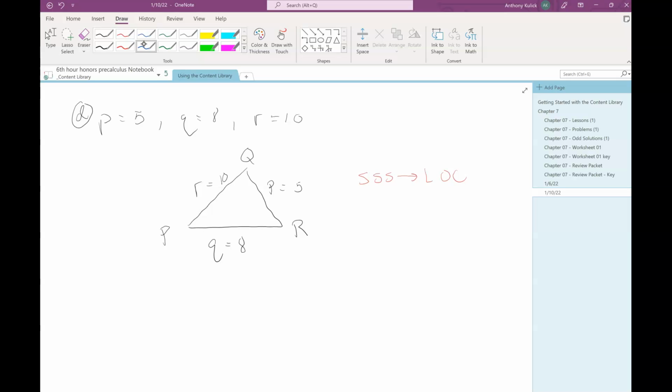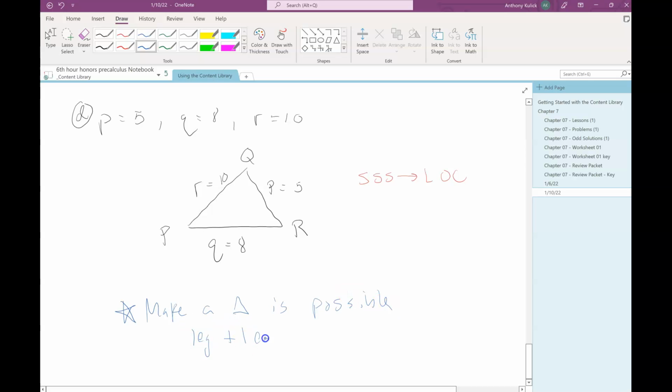Because if I just give you three numbers, it doesn't mean you can make a triangle out of those three side lengths, right? If I said 1, 1, and 100, you think about that in your head, you're like, ain't no way I can connect those three sides to make a triangle. You know what I mean? Does anybody remember the check that we do to do that? Excellent. So leg plus leg has to be bigger than hypotenuse for the triangle to be possible.